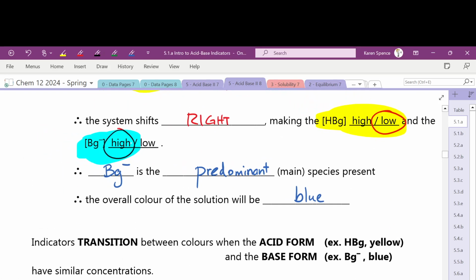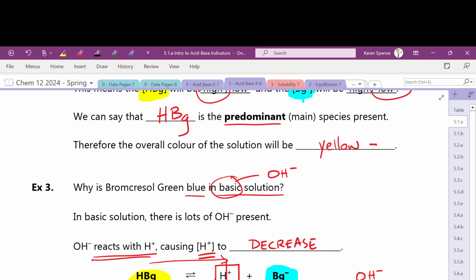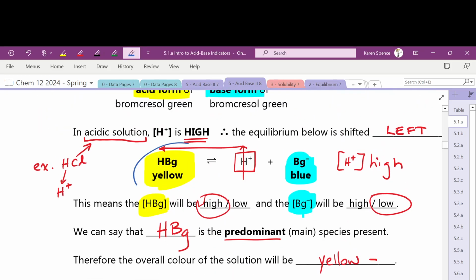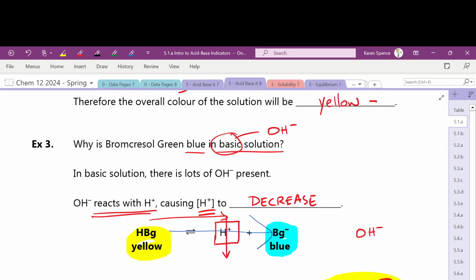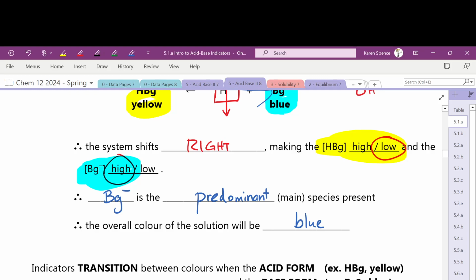Now, as the equilibrium is shifting, let's say that we started out in an acid solution, so we had mostly yellow, and then we started adding some base. If we start adding base, we're going to eventually start shifting this way. So we're going to be taking some of our yellow and turning it into blue. Now, at some point, we're going to have some yellow and some blue. So we'll have some acid form and some of the base form.